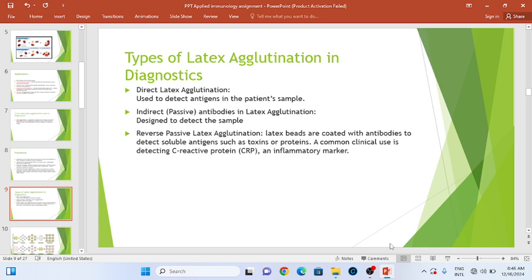Indirect is used to detect antigen in the patient sample. In reverse passive latex agglutination, latex beads are coated with antibody to detect soluble antigen such as toxin or protein, and it is common in clinics. We use this to detect CRP, which indicates inflammation, an inflammatory marker.